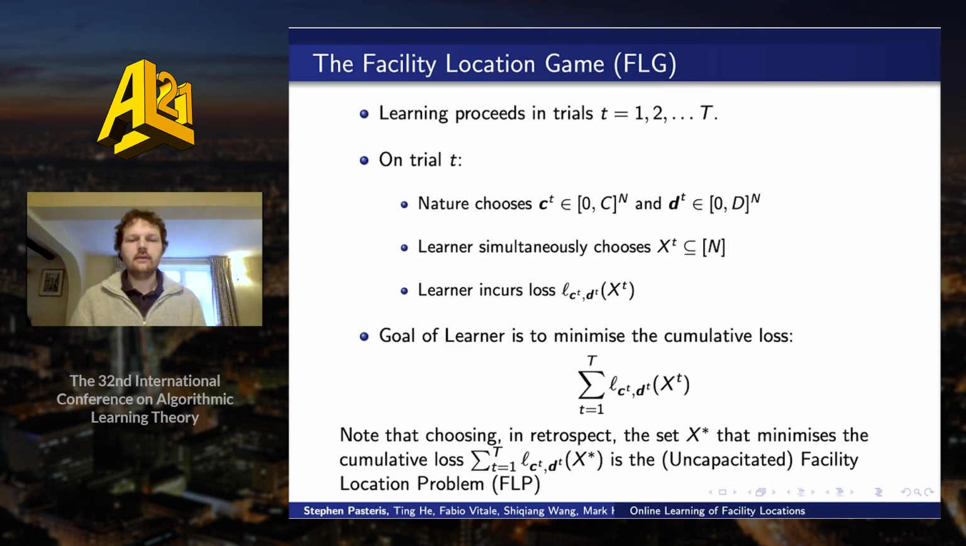So nature chooses these vectors, and learner simultaneously chooses a set Xt of sites. Learner then incurs loss of L of Xt with respect to the opening cost vector Ct and the connection cost vector Dt, which was given on the previous slide. The goal of learner is to minimize the cumulative loss over all trials. Note that choosing, in retrospect, the set X star that minimizes the total cumulative loss is the classic uncapacitated facility location problem, or FLP for short.